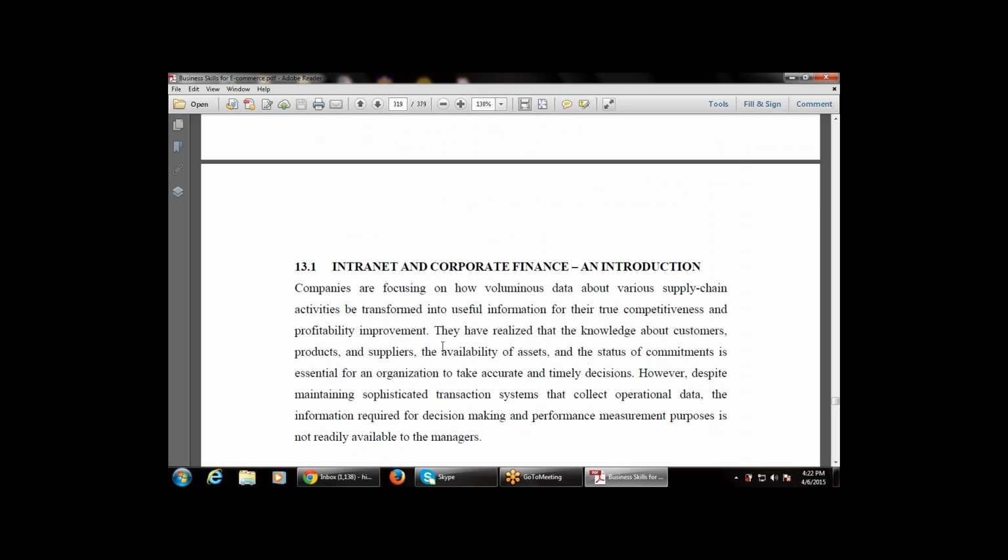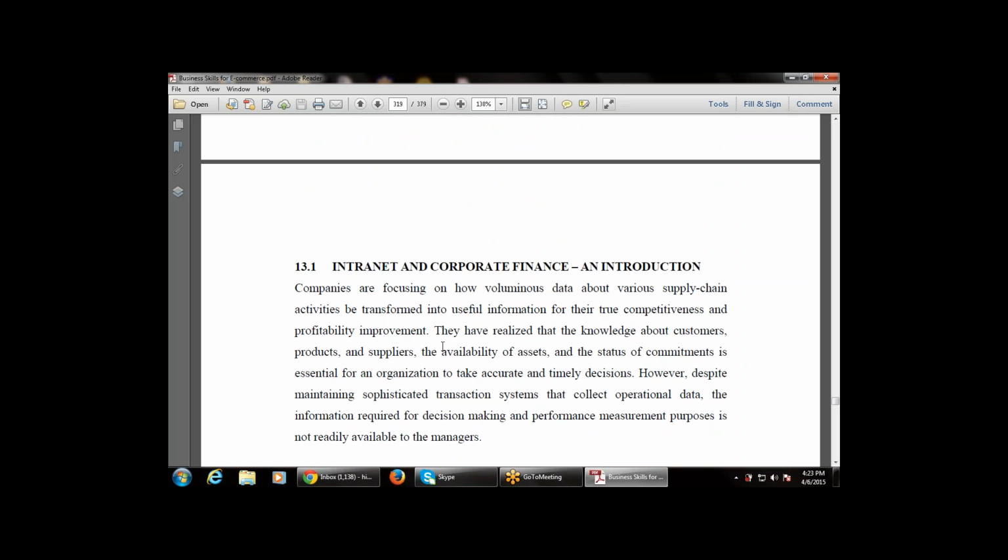So let's start with the internet and corporate finance, first of all simply an introduction: what the internet is, what corporate finance is, and how they are related to each other. This says companies are focusing on how voluminous data about various supply chain activities can be transformed into useful information for their true competitiveness and profitability improvement.